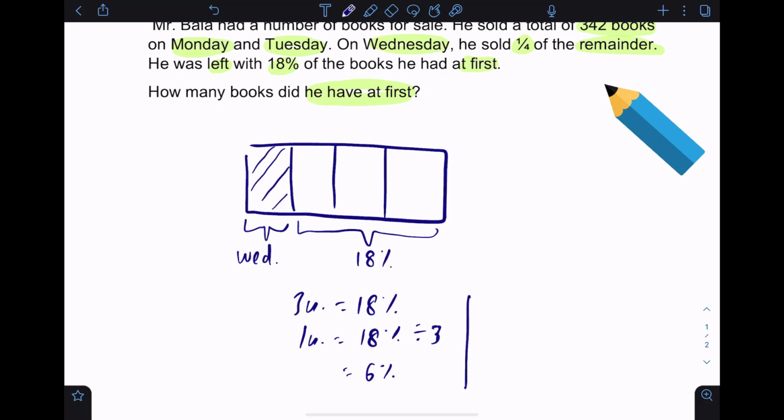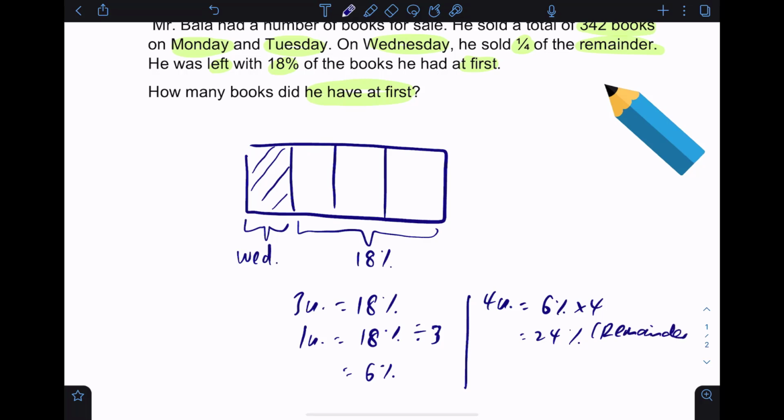Alright, and then with this, we are able to find what exactly is the remainder. Now, the remainder is 4 units, right? So that is 6% times 4. So that will be 24%. Now, why is there a remainder of 24%? Again, this is the remainder.